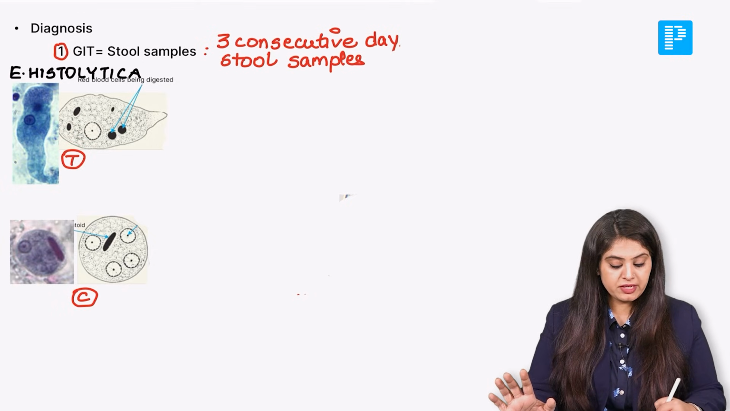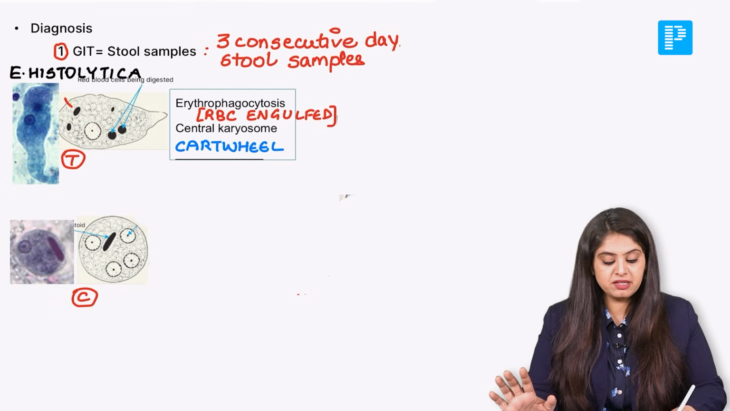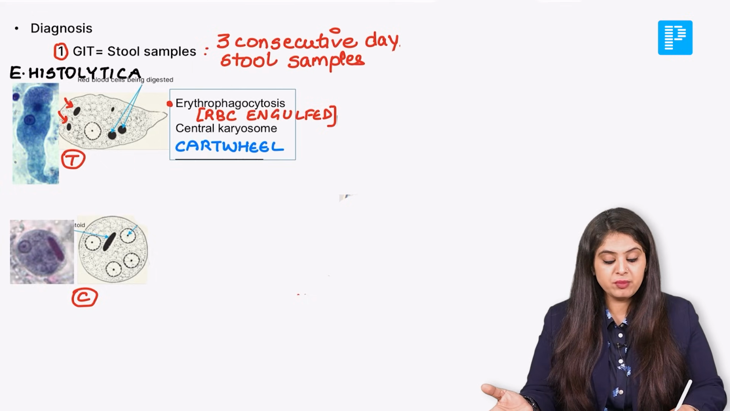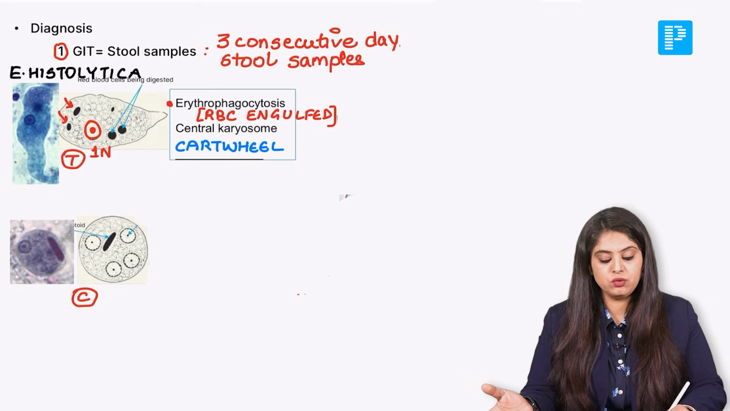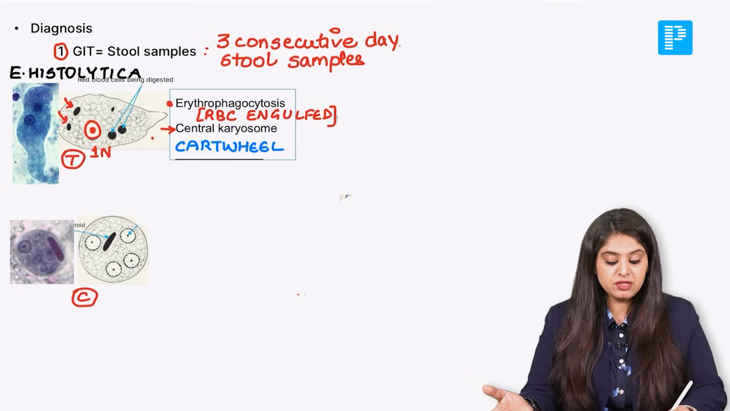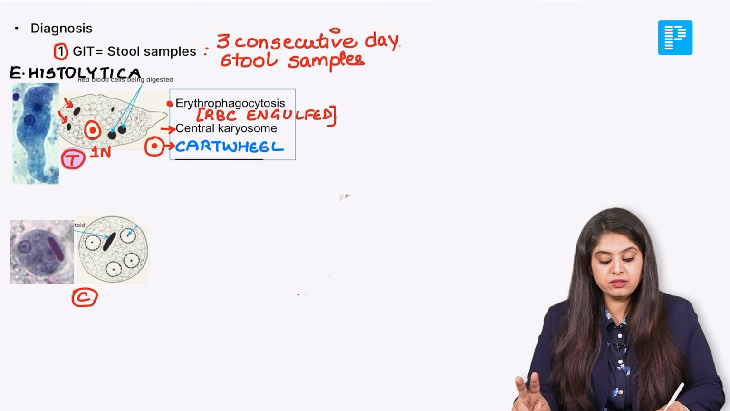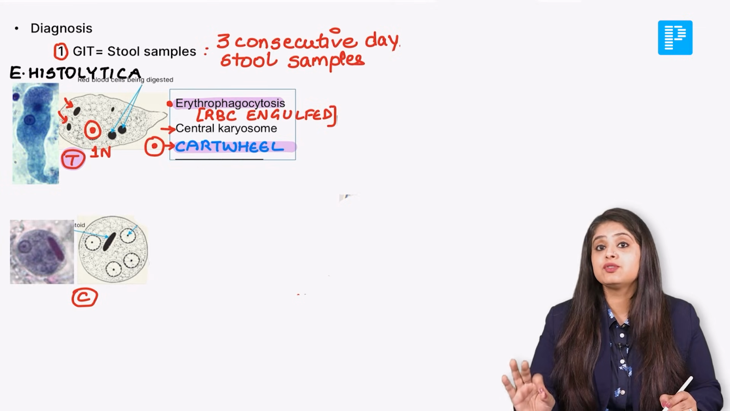When I see the trophozoite, I can very well notice that there is red blood cells being eaten up. I know that is erythrophagocytosis. And it has how many nuclei? I can see only one nucleus which has a central dot known as central karyosome. So the nucleus with that central dot gives a cartwheel appearance. These two buzzwords are important. The trophozoite shows you erythrophagocytosis and cartwheel appearance. Very, very important. That's the trophozoite.